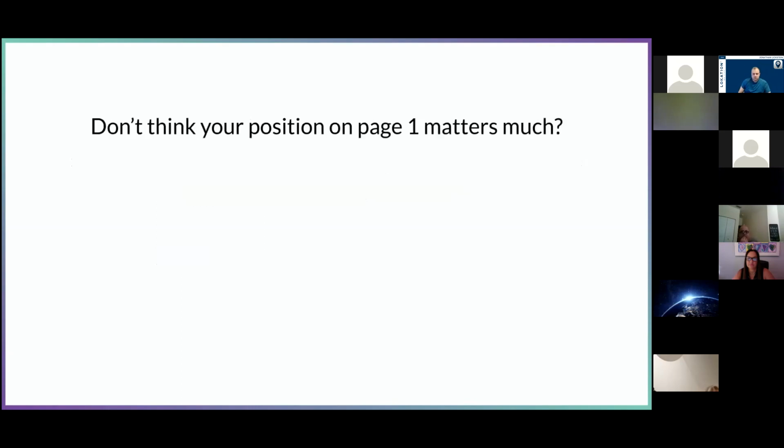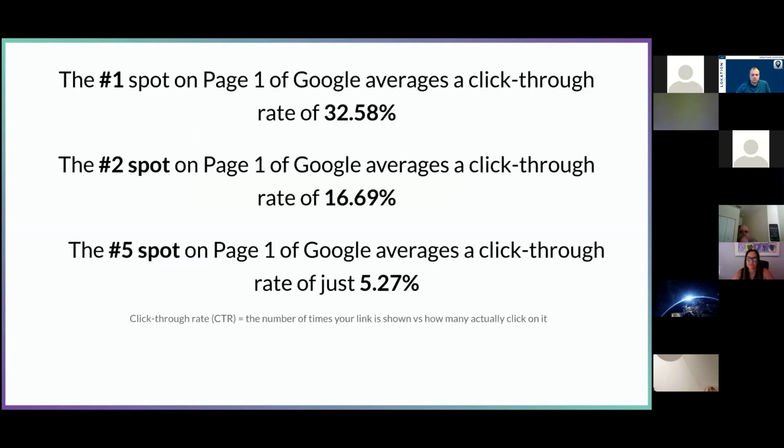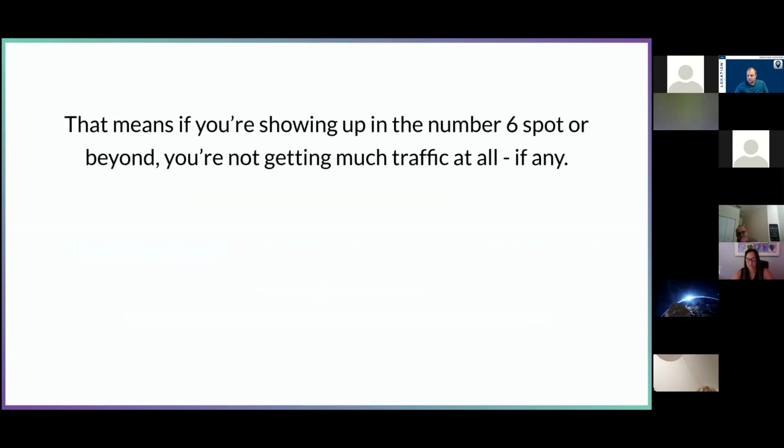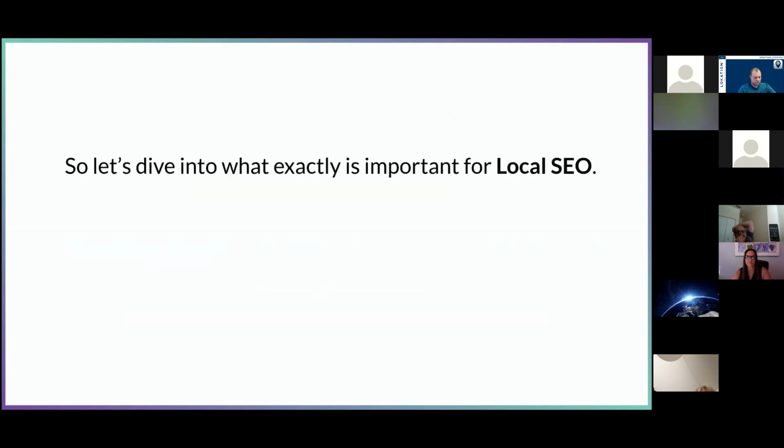So if you don't think that your position on page one matters much, just take a look at a few numbers really quick. The number one organic spot gets about 32% of the clicks. Number two spot, 16%. Number five spot, just 5%. So that means if you're only showing up at the number 6 spot or even beyond, you're probably not getting much traffic at all, if any.